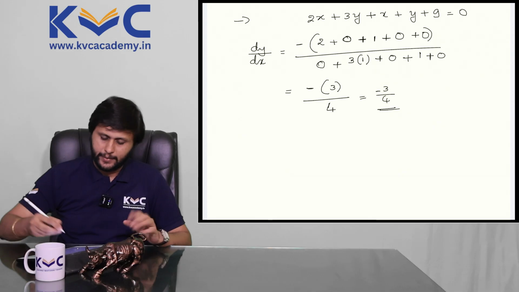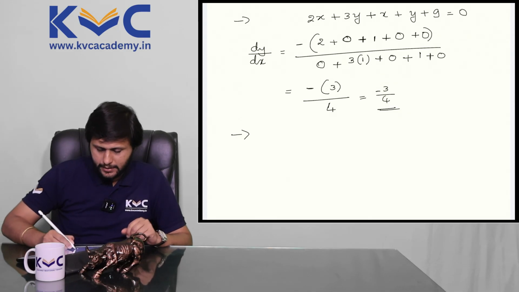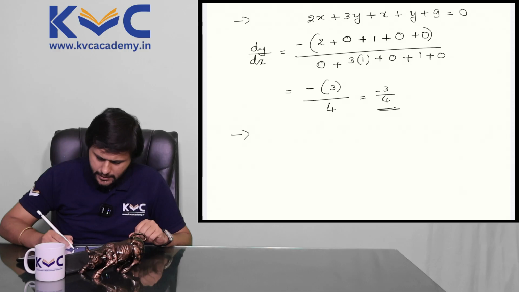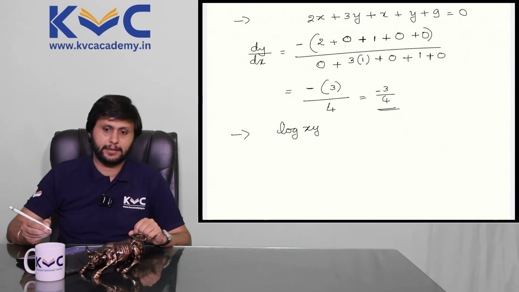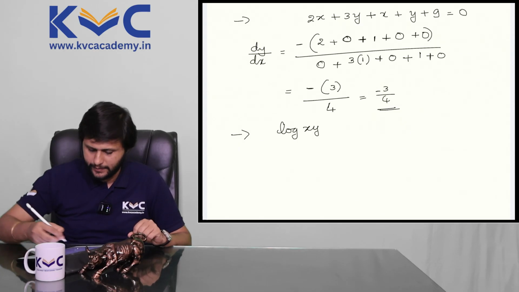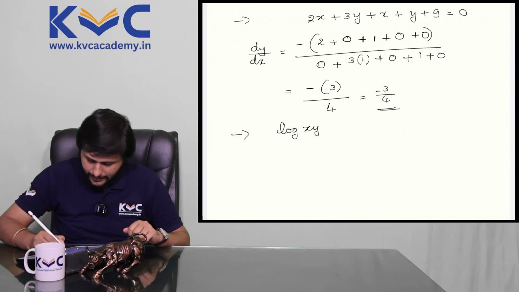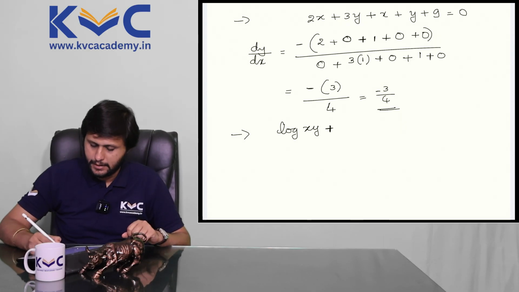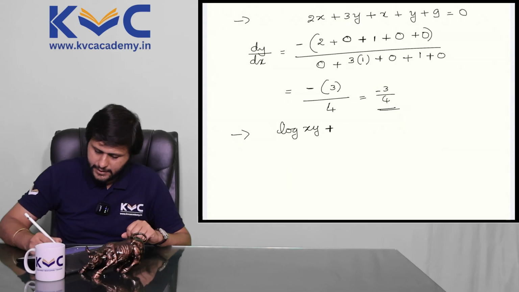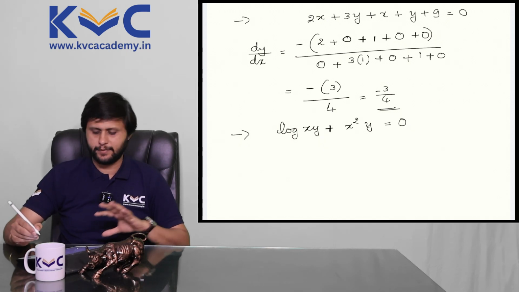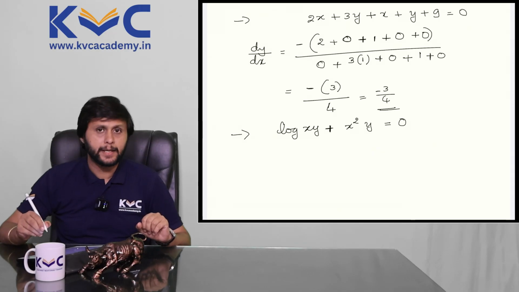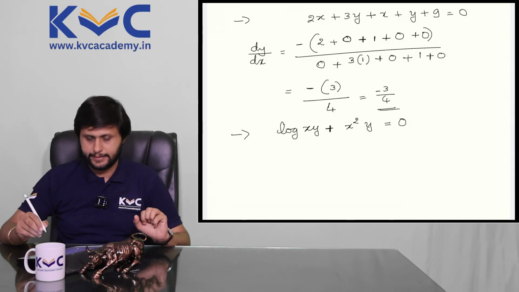Okay, we'll take one more question now. We'll go with log now. We will take log xy. Differentiation of log xy, we will have to find out now. Then we'll continue, plus let's put it as x square y, equal to 0. First step is always we have everything on one side.